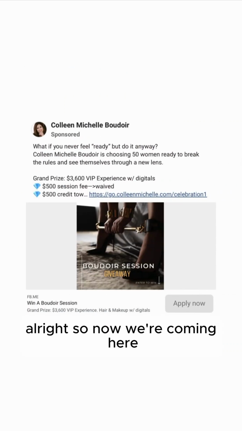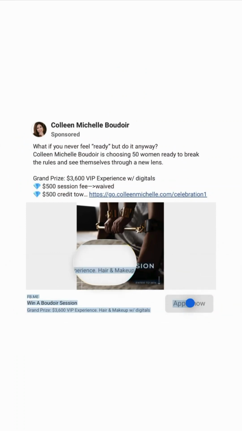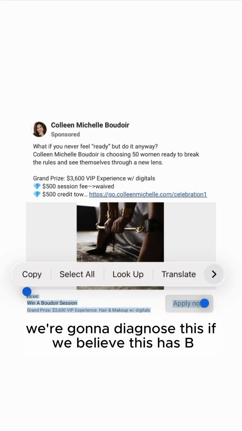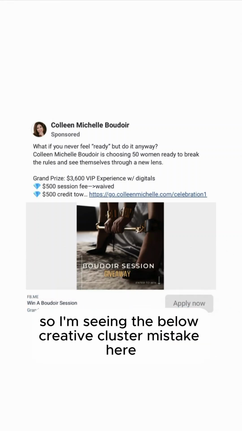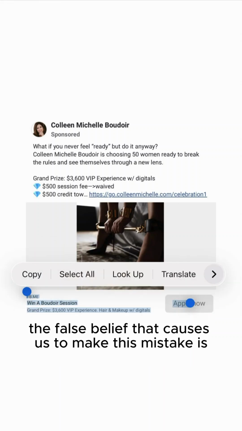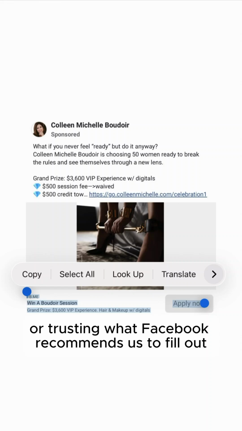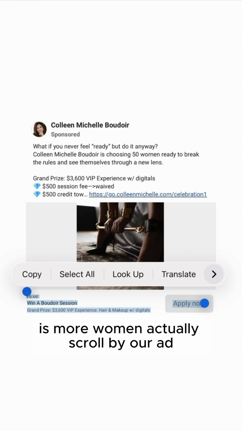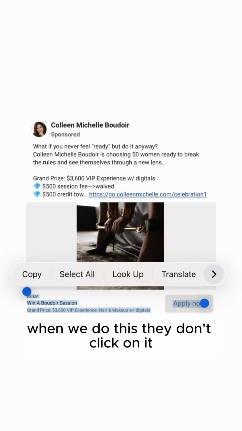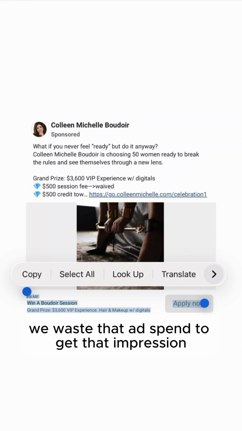All right, so now we're going to diagnose this if we believe this has BLCS, aka Boudoir low click syndrome. So I'm seeing the below creative cluster mistake here. The false belief that causes us to make this mistake is we're trusting that what Facebook recommends us to fill out is what we should fill out for an ad. The consequence of this, though, is more women actually scroll by our ad when we do this. They don't click on it, they scroll on by. We waste that impression, we waste that ad spend to get that impression. Our ad does not go into their brain.